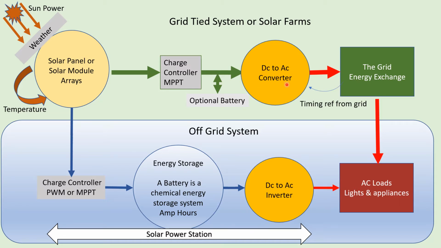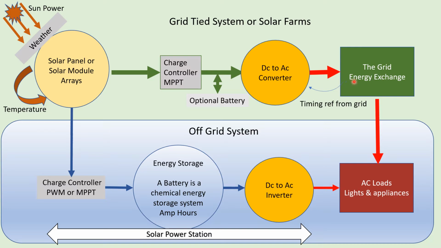And it goes into a DC to AC converter, and they call it a converter instead of an inverter because it needs a sync signal from the grid so that the AC here is synchronized with the AC on the grid. I'm going to call that a timing reference. From this point out, we have AC power, probably 240 volts, that is pumped back into the grid.